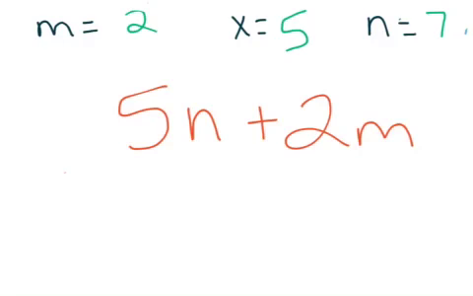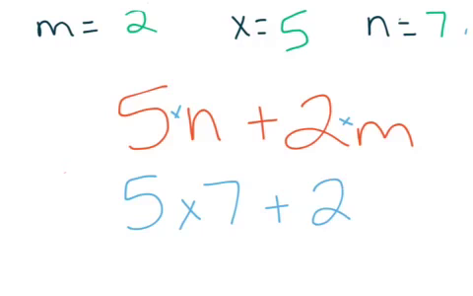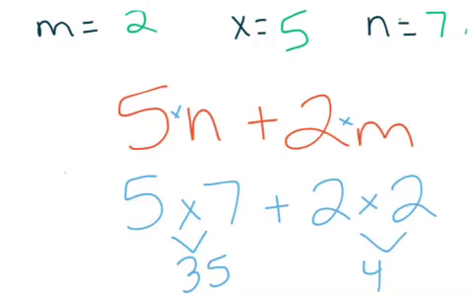So here we have, again, two cases where we're going to multiply. So we have 5 times n, which is 7, plus 2 times m, which is 2. 5 times 7, 2 times 2, 35 plus 4, we get an answer of 39.